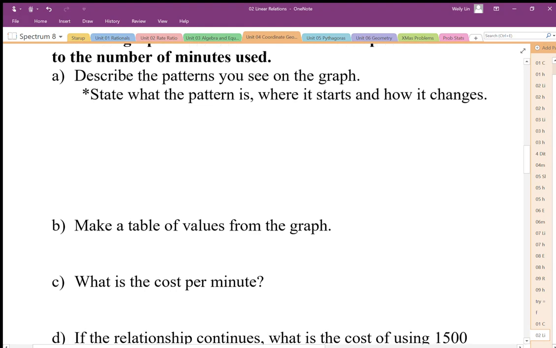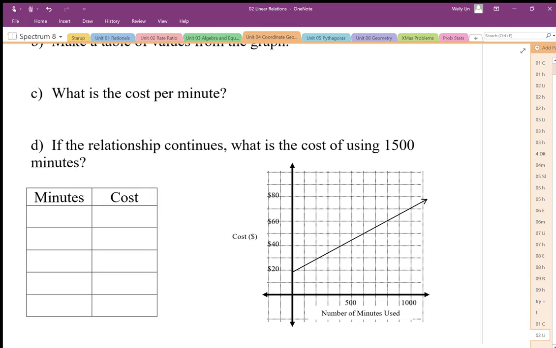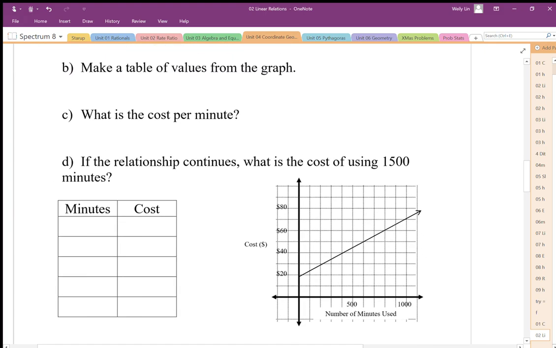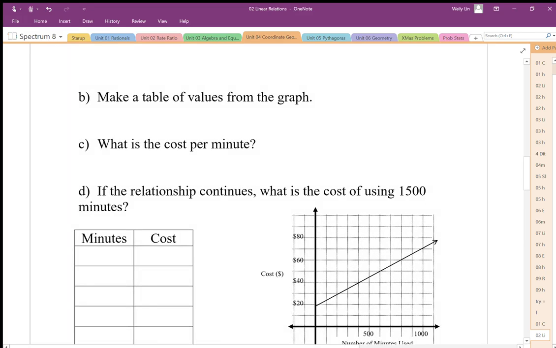So here we're going to start with the graph. We've been given the graph of this relationship. On the x-axis is the number of minutes of use of a cell phone, and on the y-axis is the cost of the use of that cell phone. So there's a relationship between how many minutes we use our cell phone and the cost of our service.